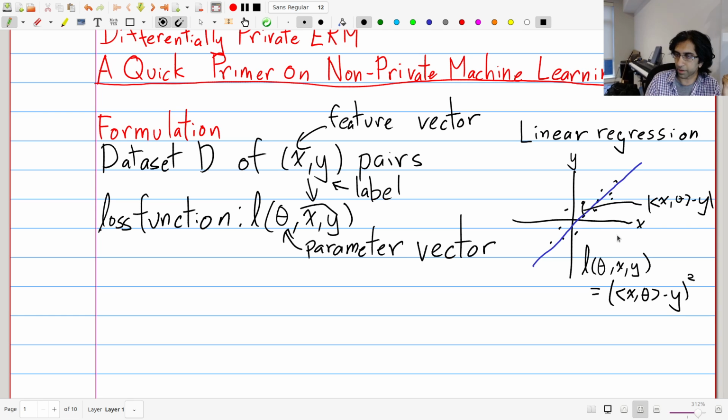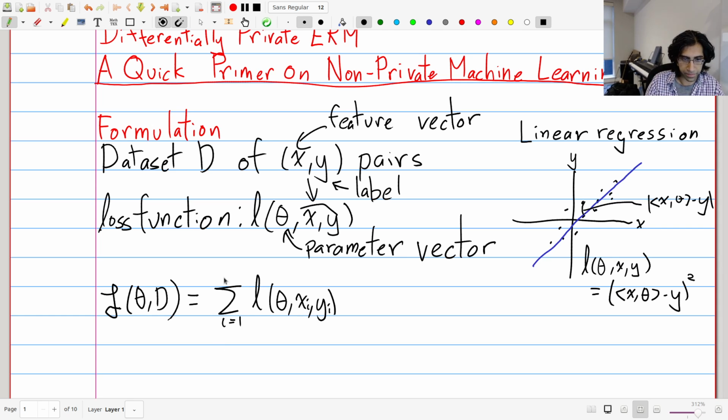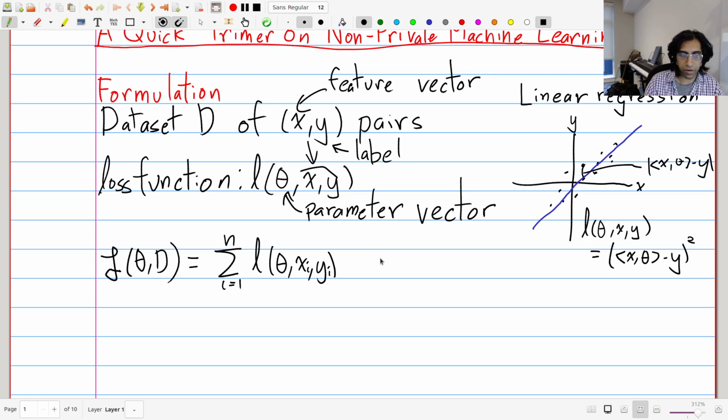That's that quantity there. And the idea is you square these little distances and add them up. If you do that over the entire data set, it gives you that L(theta, D). So this is the loss for the overall data set, which is just the sum of the individual losses, and you sum over all points in the data set. Okay, so that's essentially an example of a loss function and a loss for a data set.